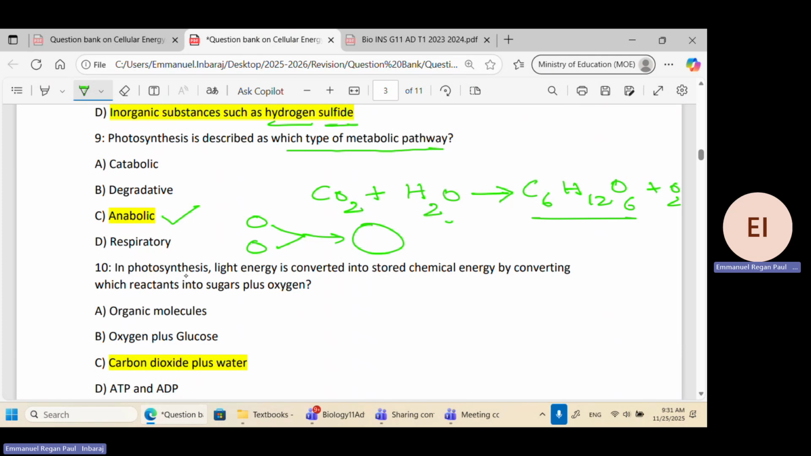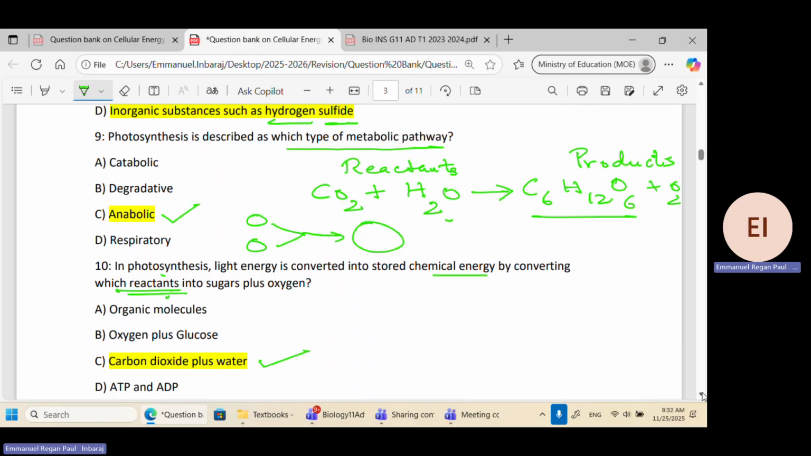Question number 10. In photosynthesis, light energy is converted to chemical energy by converting which reactants? So what happens in photosynthesis? CO2 plus H2O, carbon dioxide plus water. These two are called reactants, and after the arrow mark, we call them products. So in this question, they're asking you, converting which reactants? The reactants are carbon dioxide and water.